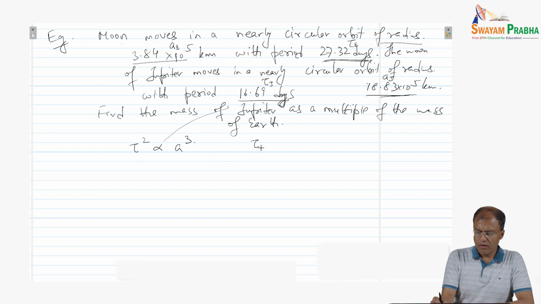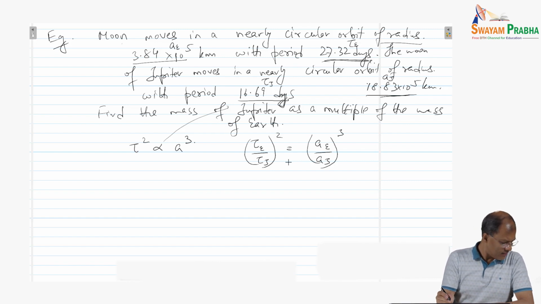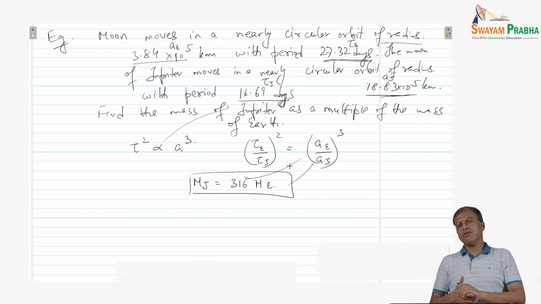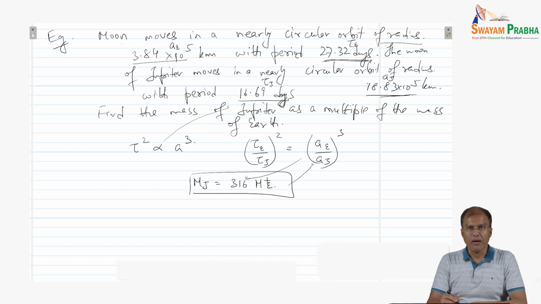So tau Earth over tau Jupiter, squared, is equal to a Earth over a Jupiter, cubed, and from here I can use my mass information. I can use my tau result to see that the mass of Jupiter comes out to be 316 times the mass of Earth. I just plug in all these formulas for the period and we get this answer. The steps in the middle are skipped here and the readers are requested to fill in the gaps.